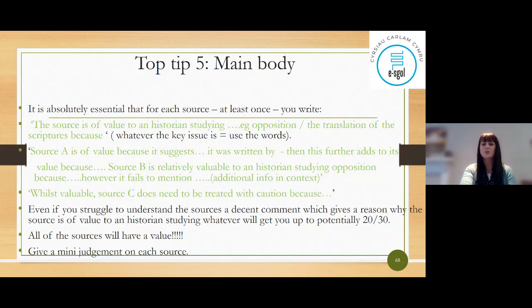Now, even if you struggle to understand the sources, because they're a little bit longer and more in depth in year 13, a decent comment which gives you a reason why the source is of value to an historian studying whatever could potentially get you 20 out of 30. And all of the sources they give you will have a value. You just need to find it. And remember to give a mini judgment on each source as you're finishing the source analysis.